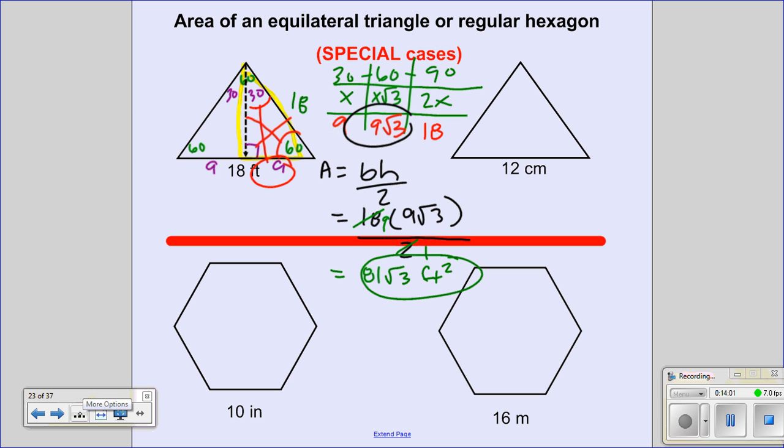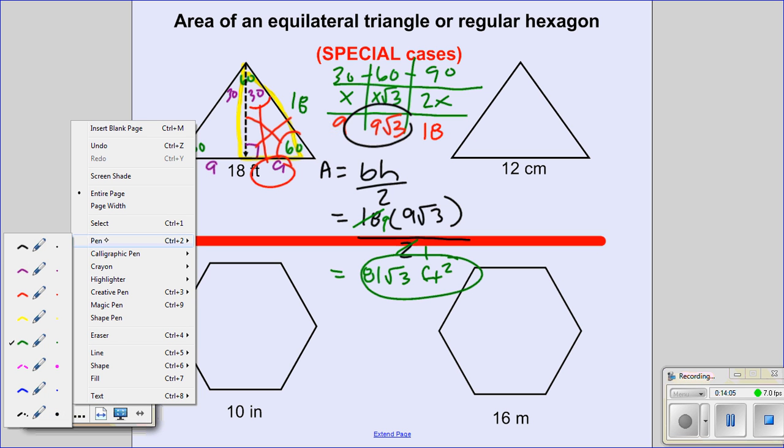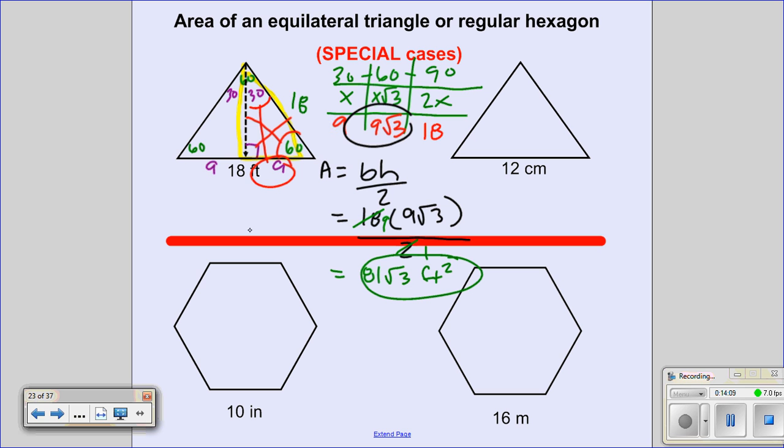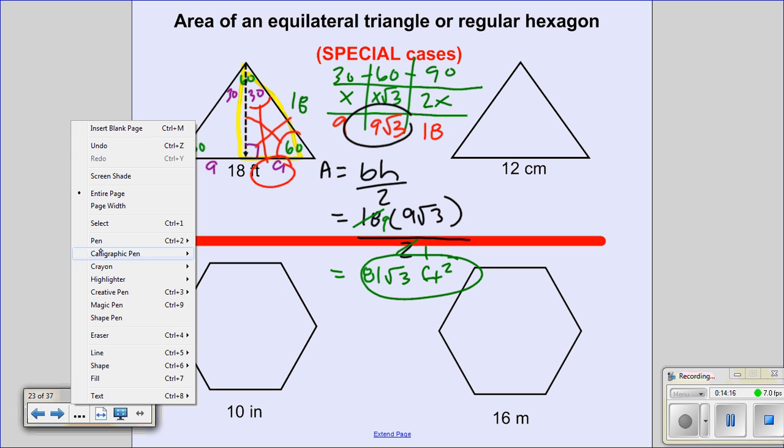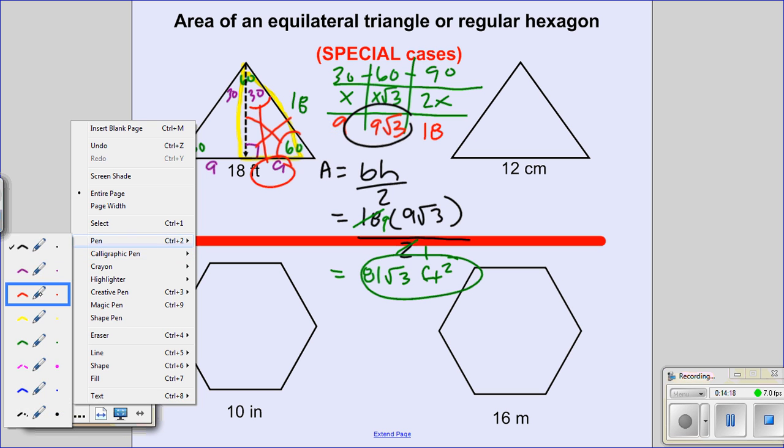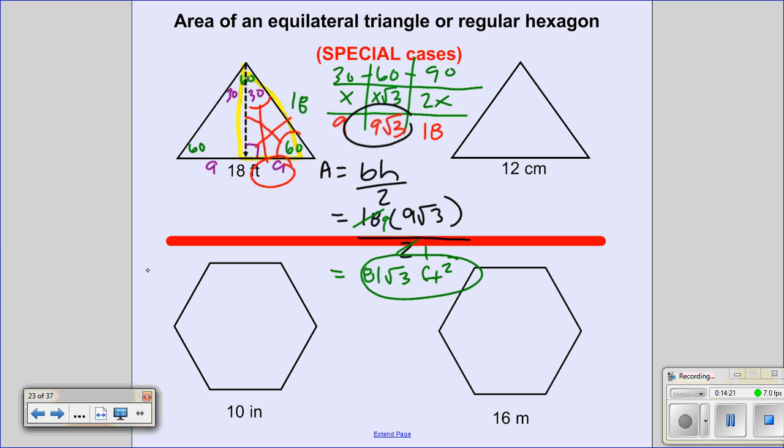Now for my hexagon, it's some of the same information. On a regular hexagon, I don't know if you recall, but each interior angle can be found by taking the sum of a hexagon, which is 720, divided by 6, and you get 120, right? So each one of these angles is 120.